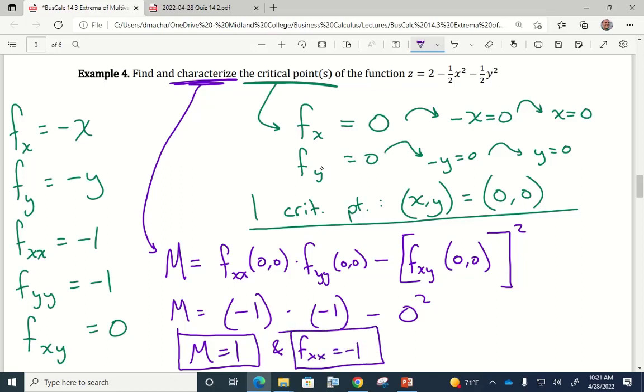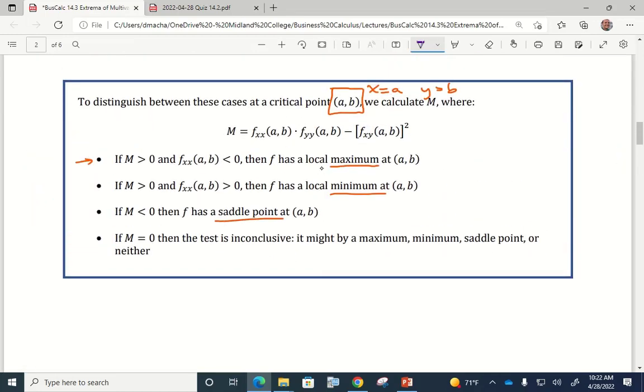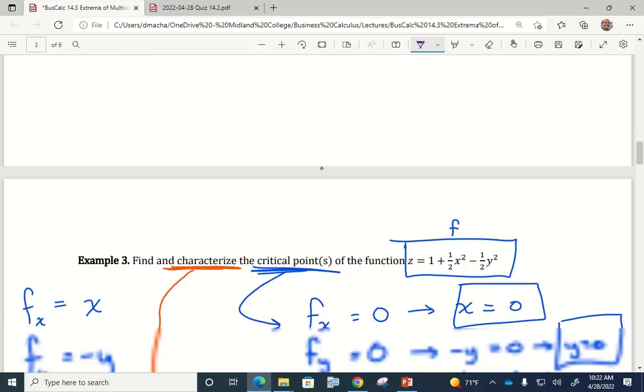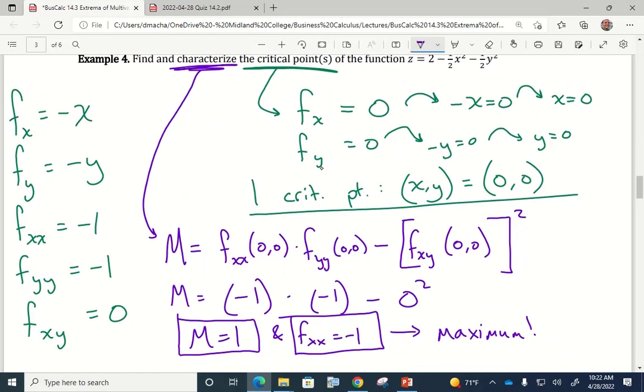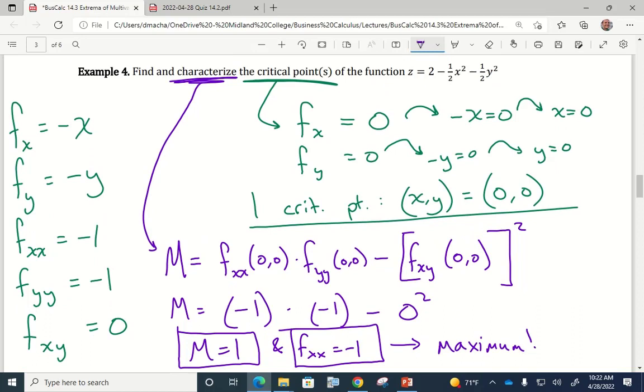So considering both of those things and looking at your table right here, m was greater than 0, but the second derivative with respect to x was less than 0, so we had a maximum. Okay, so let me know if you have any questions about example 4.